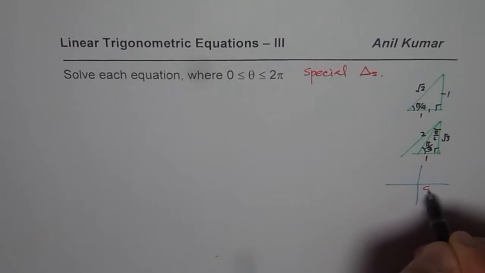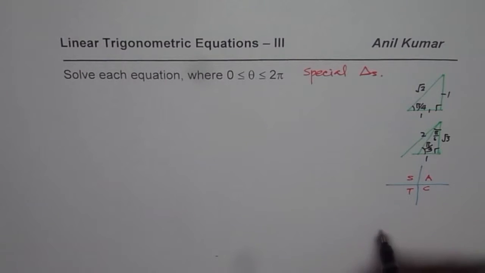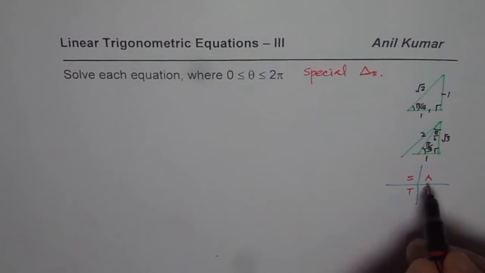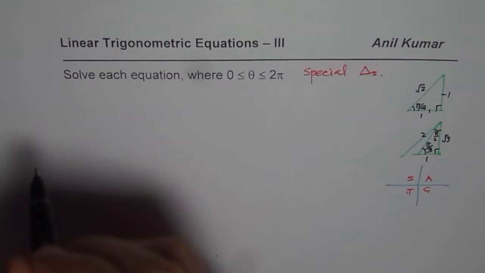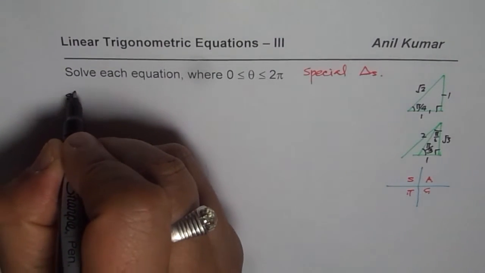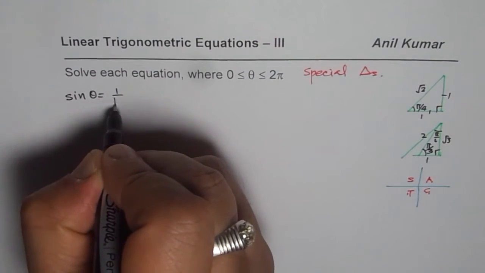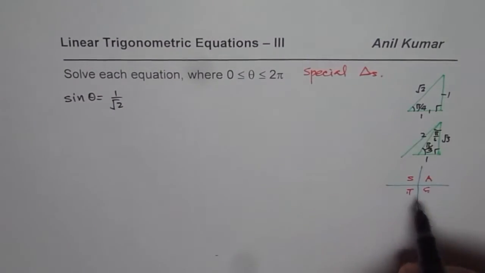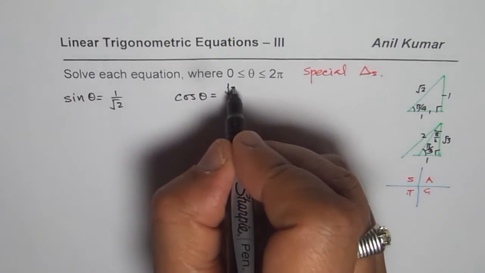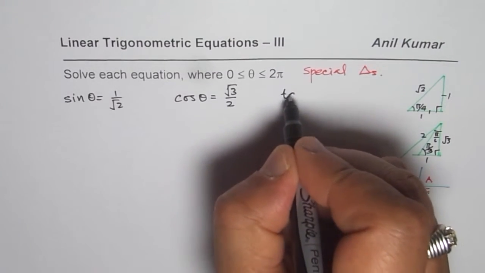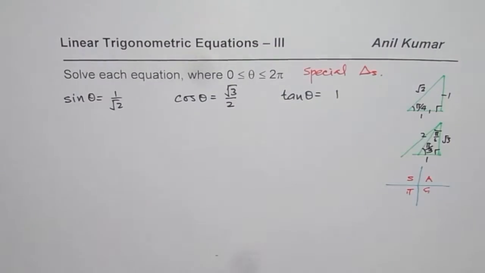CAST rule is that all are positive in quadrant 1, sine in quadrant 2, tan in 3, cosine in 4. All Students Take Calculus is the other way to remember it. All Silver Teacups is the way I learned it. Okay. Now let me write down a few equations. So let's begin with sine theta equals, let us say, 1 over square root 2. We'll try to find solutions using these triangles, and then we'll find solutions for cos theta equals, let us say, square root 3 over 2, and tan theta equals, let us say, 1. Let's take positive values first.